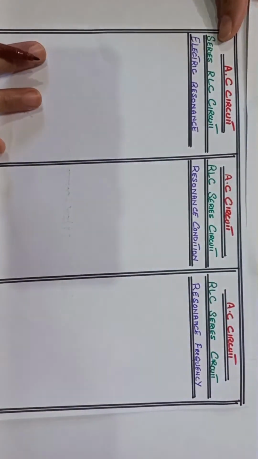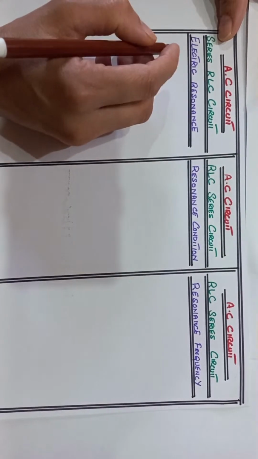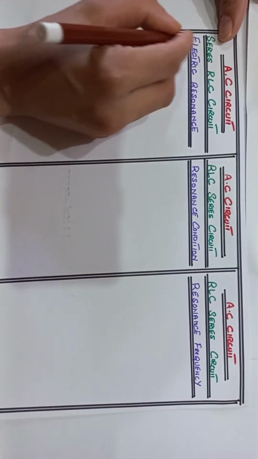Electric resonance is the condition in an alternating current circuit when the inductive reactance becomes equal to the capacitive reactance. We know that the inductive reactance XL is equal to omega L, and the capacitive reactance XC is equal to 1 over omega C. When the inductive reactance is equal to the capacitive reactance, at this point the inductor and capacitor cancel each other's effect. So at this point we get electric resonance. So here we write about the electric resonance condition.